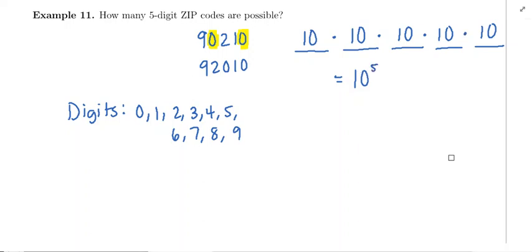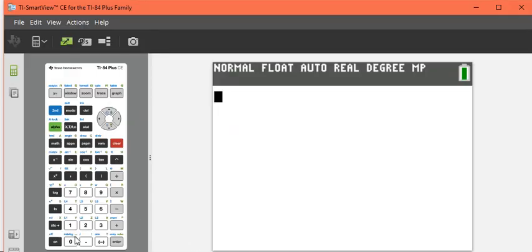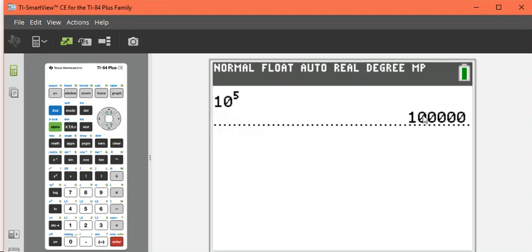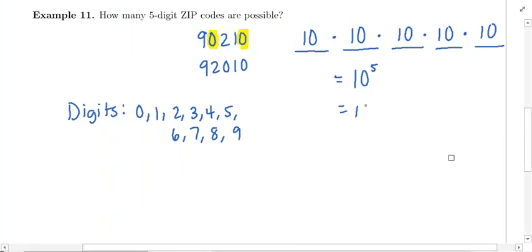So if we go to the calculator, we will get 10 to the fifth power, and that's going to give us this number. We have 1 and 5 zeros. So there are 100,000 possible zip codes.